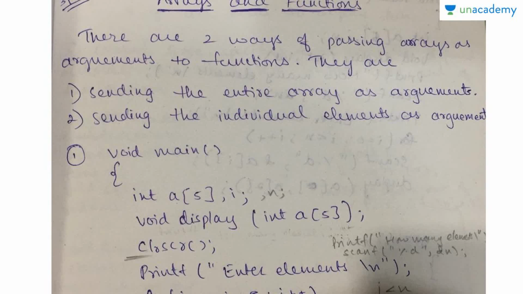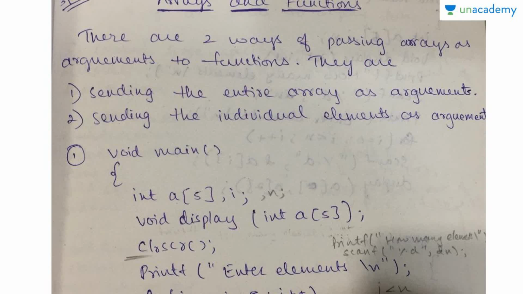Hello, so here we are with the array functions in C. Basically, in C there are two ways of passing arrays as arguments to functions: sending the entire, that is the whole array, as an argument, or sending the individual elements as the argument. So here let us deal with an example program.